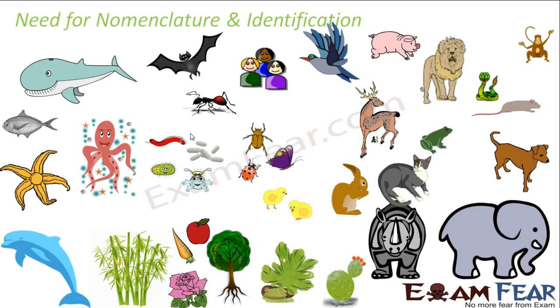Now, when nomenclature is a must, we just cannot simply blindly name an object, right? We should know something about that organism, only then we can name it. So how do we know something? We know it by the process of identification. So there came the need for nomenclature as well as identification. Now let us see what is binomial nomenclature. So nomenclature is clear, right? It is nothing but the process of naming a living organism.